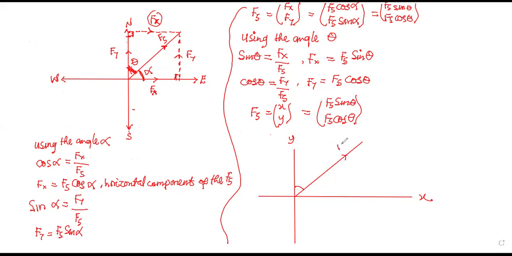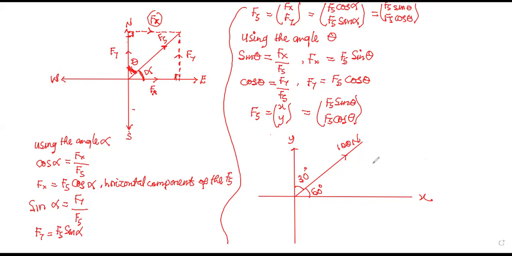The force is 100 Newton, or the vector. If the angle it makes with the y-axis or the north is 30, what angle will it make with the east or the x-axis? 60. So 30 is the theta, 60 is the alpha. Good.